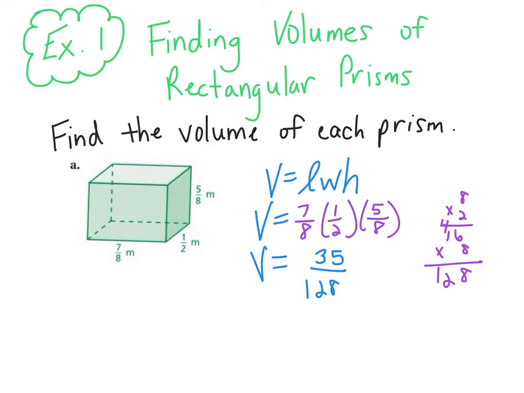So what that tells us is the volume is 35/128ths, and remember, we're not done unless we actually put the label on here. Volume is going to be labeled in cubic units, so we can say meters to the third power here, or meters cubed is another way to read that.